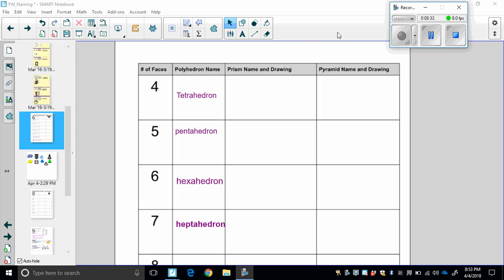Another way to think about polyhedron names is by these general terms. Tetrahedron means there's 4 faces. Pentahedron means there's 5 faces. Hexahedron means there's 6 faces. Heptahedron means there's 7 faces. So we're going to practice a little bit with some of these.